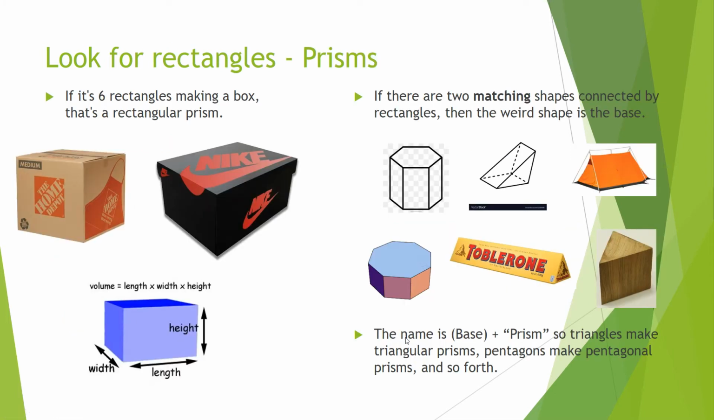Next up, once you've eliminated circles, then you look for rectangles. Prisms are constructed mostly of rectangles. If you have exactly 6 rectangles making a box, that's a rectangular prism. If they're squares, then it would be a cube, which is just a special kind of rectangular prism. If you have two of a shape that's not a rectangle, but it's connected by a bunch of rectangles, then your weird shape is the base.